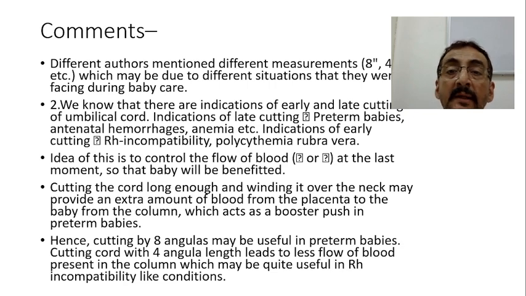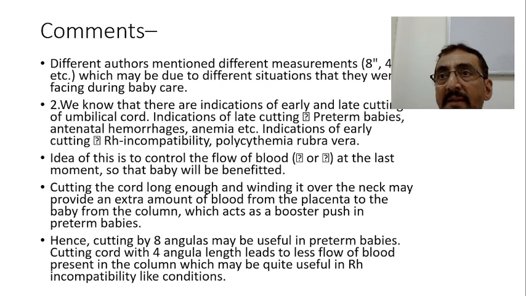Okay. Now we know that there are some indications of early and late cutting of the umbilical cord in present day practice also. One I have already explained. Indication for the late cutting is especially in preterm babies or in antenatal hemorrhages, anemia, etc. So that an extra amount of blood can be given to the baby. Therefore the 8 angula length might have been selected so that an extra amount of blood can be given to the baby. Early cutting is indicated when no more blood should come from the placenta to the baby. If it comes, it is dangerous. That is in case of Rh incompatibility and polycythemia vera, etc.